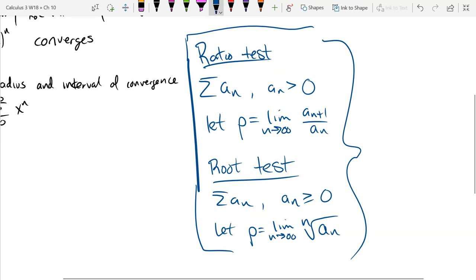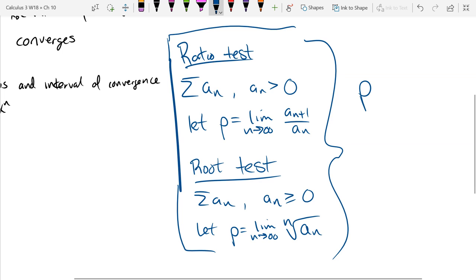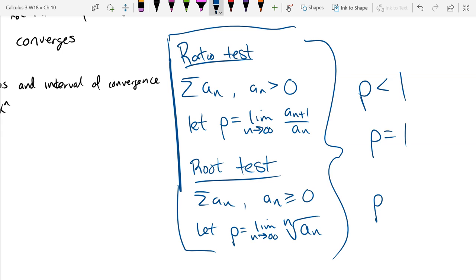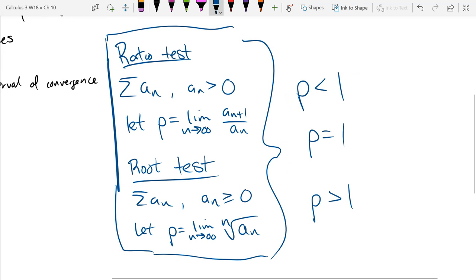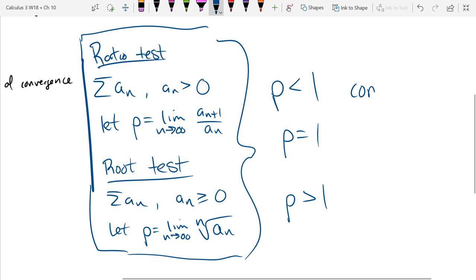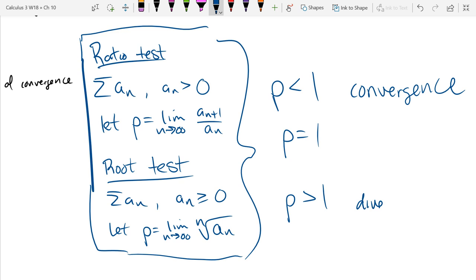So either way, our conclusion. So what happens if rho is small? What do we get? Convergence. What happens if rho is big, bigger than one? Divergence. And what happens if rho equals one? Cancel. We get no useful information. So we write inconclusive.